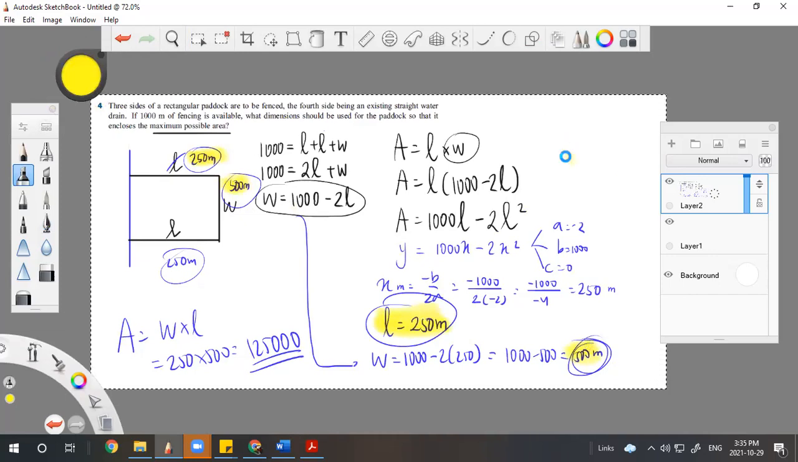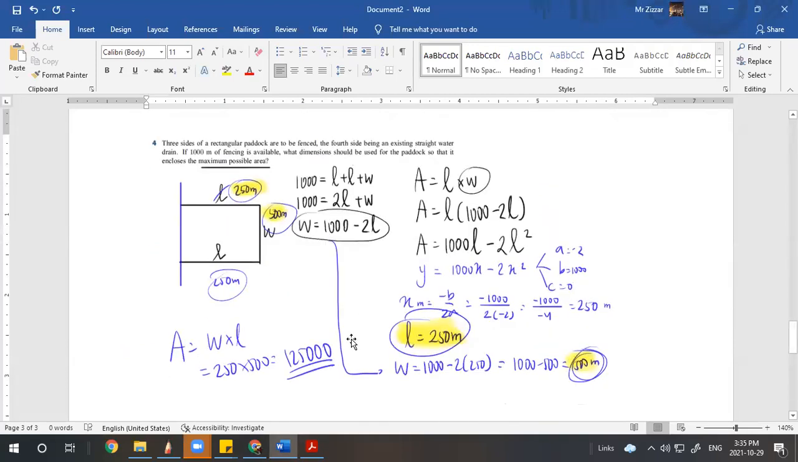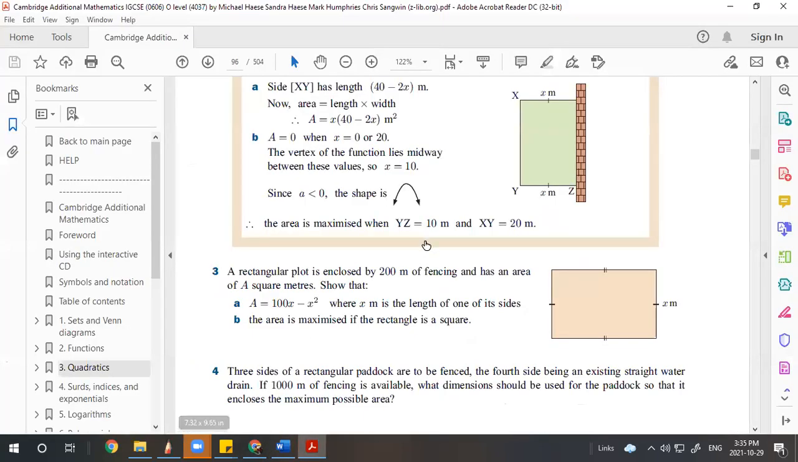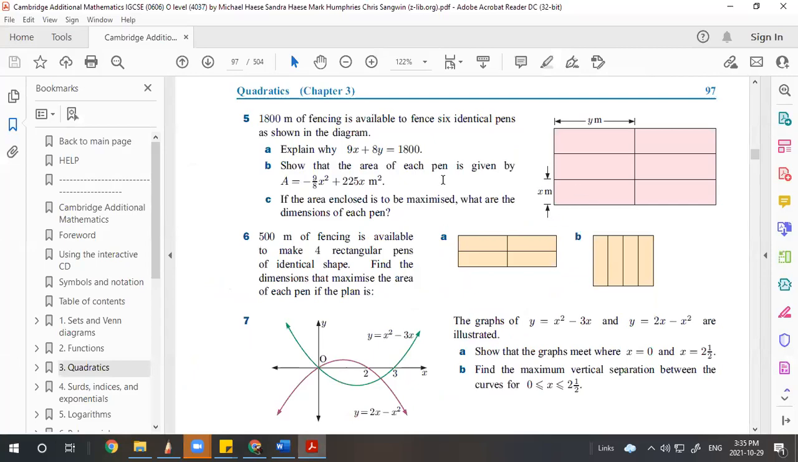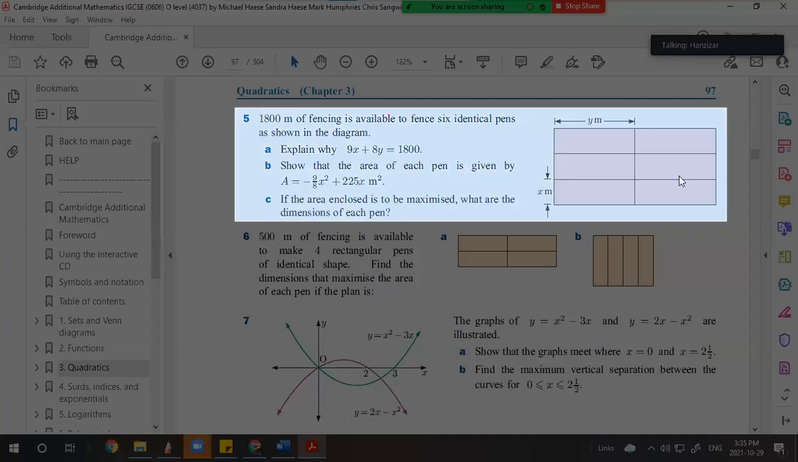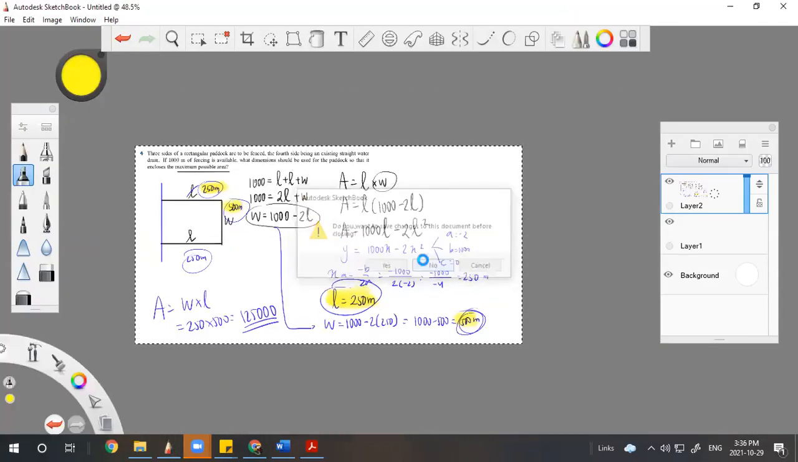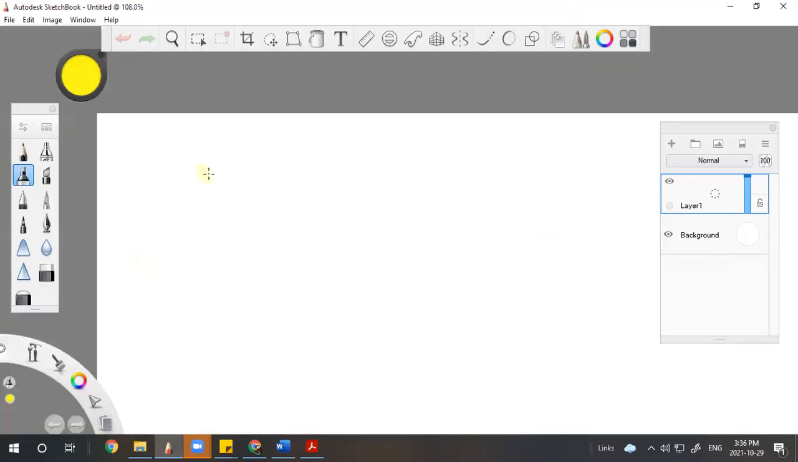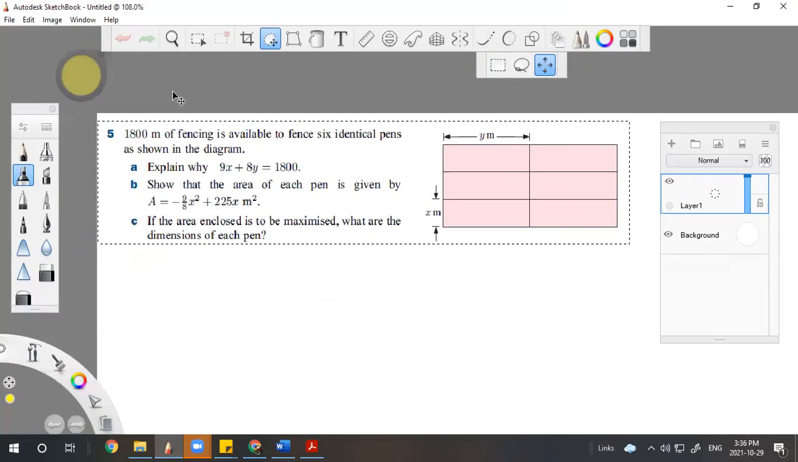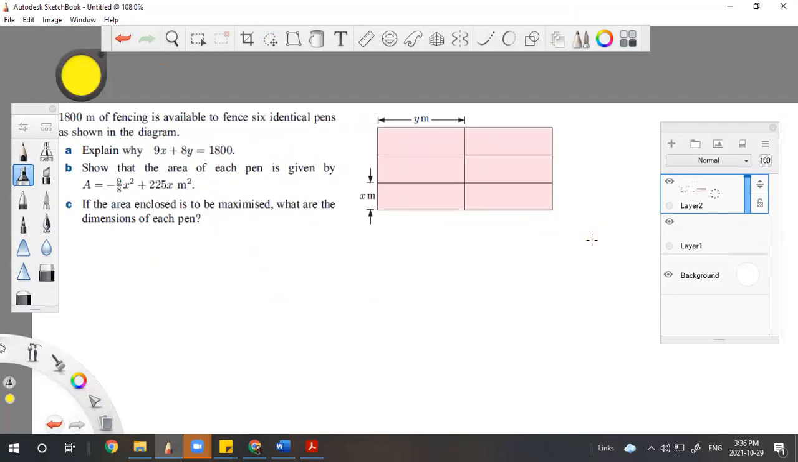Okay. Let me know whenever you have any questions, because this is very varied. The question can be different the next time also. See, 1,800 fencing, to fence 6 areas, 6 parts of rectangles. This requires again a lot of working, but try to think systematically. If you think systematically, it's quite simple.